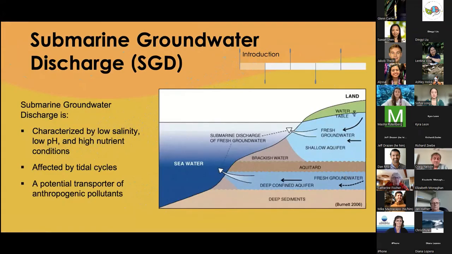So what is submarine groundwater discharge? This is a natural phenomenon in which fresh groundwater is released through cracks in the benthos. It's characterized by low salinity, lower pH, and high nutrient conditions. It's also been known to be affected by tidal cycles, and it is a potential transporter of anthropogenic pollutants. This is an extremely common phenomenon found throughout the Pacific.